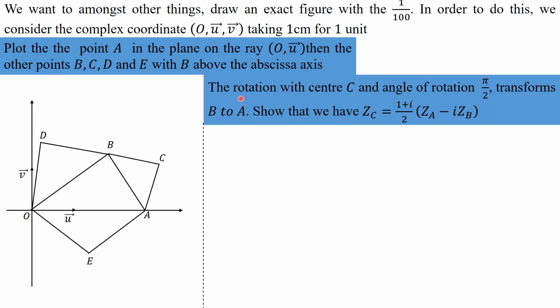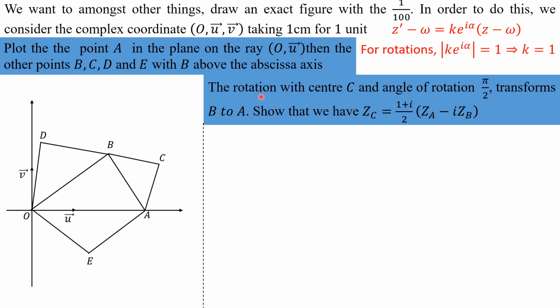All right, the next part of the question is asking us to show that Z of C is equal to (1 plus i) divided by 2 times (Z of A minus i Z of B), provided that a rotation with center C and angle of rotation pi ln 2 transforms the point B to the point A. Before I get started, I'm going to give you the general representation of all complex transformations in a complex plane. If a transformation takes the point Z to the point Z prime, then provided the center of the transformation is omega, the scale factor is k, and alpha is the angle of rotation, the transformation is going to obey this form.